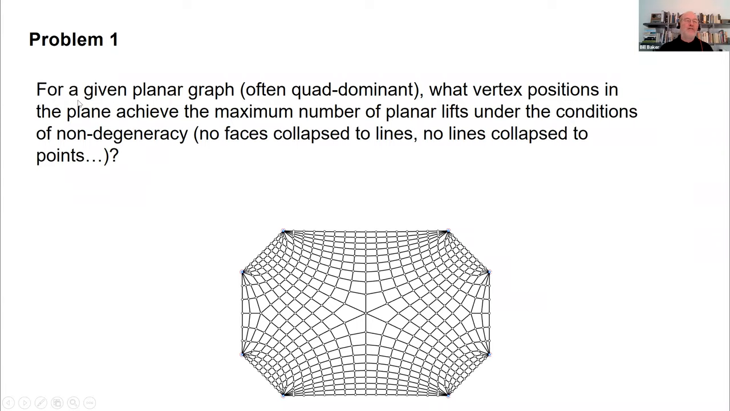For a given planar graph, often quad dominant, now you know what I mean by that, what vertex positions in the plane achieve the maximum number of planar lifts under the conditions of non-degeneracy, which we have defined, which maybe you can do a better definition. No faces collapse to lines, no lines collapsed to points. So basically this topology, where can you put the nodes to get the most?